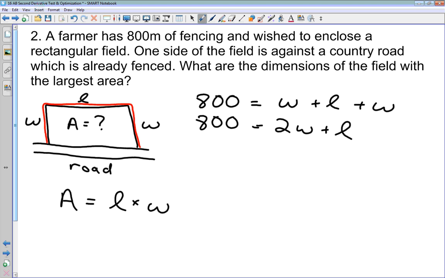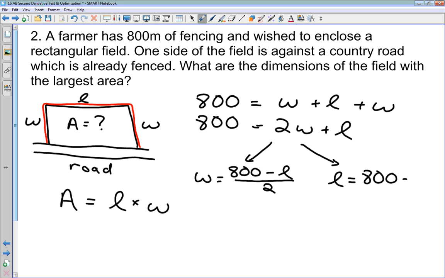Why width? 2 width is just the length? Well, what I'm saying here is we can rearrange this 2 ways. If I solve this thing for width, I'm going to get width equals 800 minus L over 2. And if I solve it for length, I get length equals 800 minus 2w. Okay? I'm going to take one of these expressions, sub it into my area equation, and that's going to give me the function that I'm going to work with.